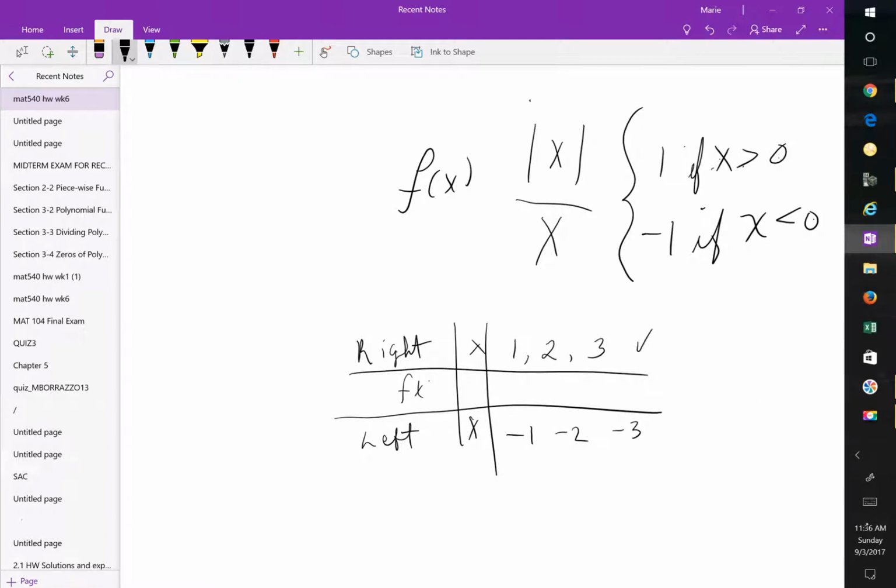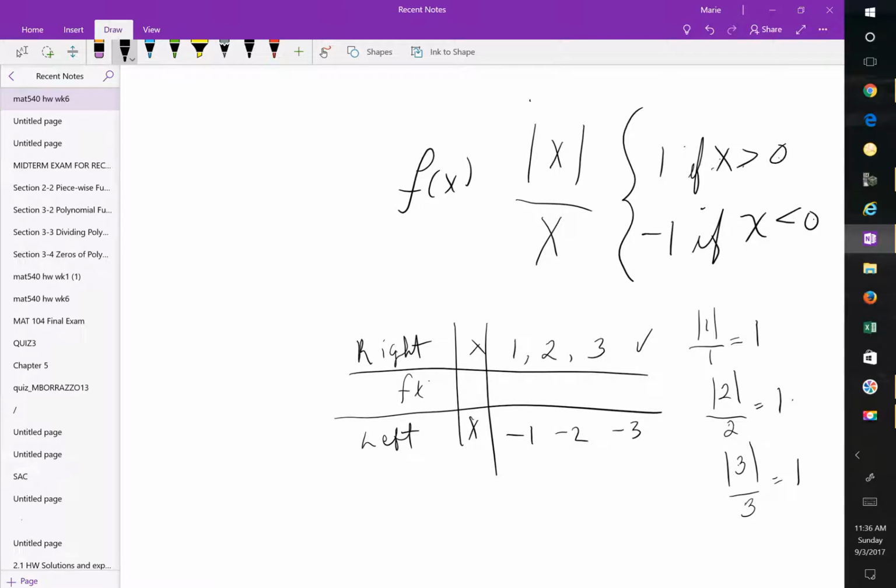So I'll start with these guys first. If I have the absolute value of 1 over 1, my answer is 1. If I plug in the 2, my absolute value of 2 over 2 is 1. Hence 2 over 2 is 1. And same thing here, absolute value of 3 over 3 gives you 3 over 3, which is 1.